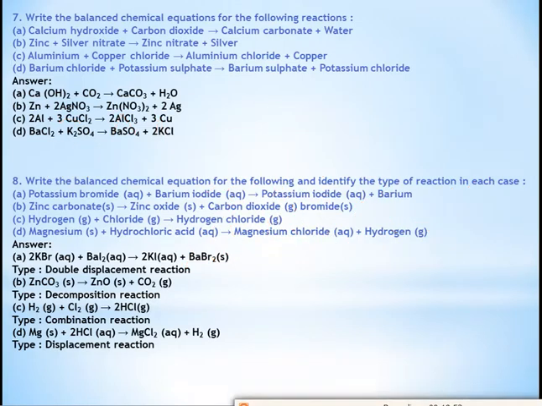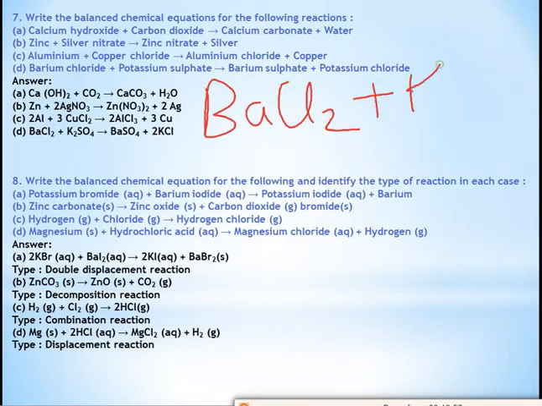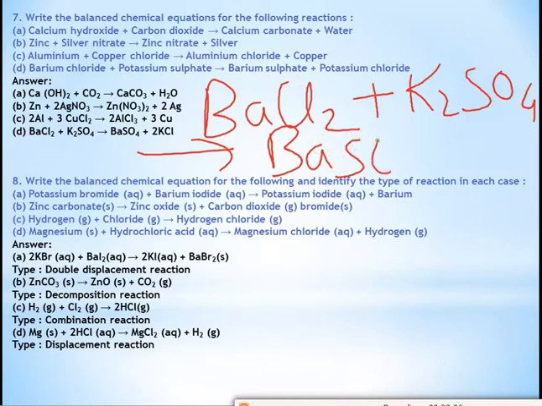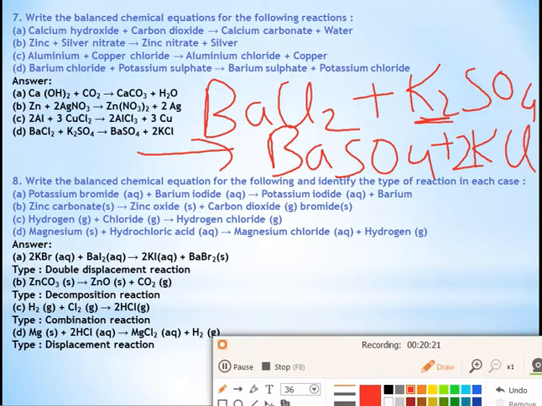Now the next question, barium chloride. The formula of barium chloride is BaCl2 and the formula of potassium sulfate is K2SO4. It gives you barium sulfate, BaSO4, and potassium chloride, KCl. Now balance the reaction. 2K is there on the reactant side, so we have to make 2K on the product side also. Now if you check, the reaction is balanced. So with this we have finished question number 6.